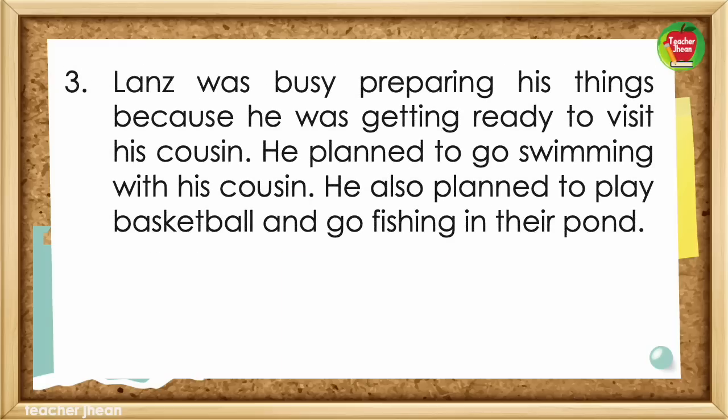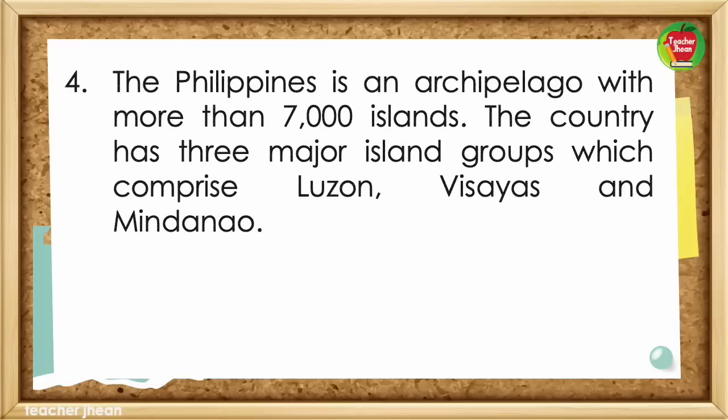Number 3. Lance was busy preparing his things because he was getting ready to visit his cousin. He planned to go swimming with his cousin. He also planned to play basketball and go fishing in their pond. The answer is E.